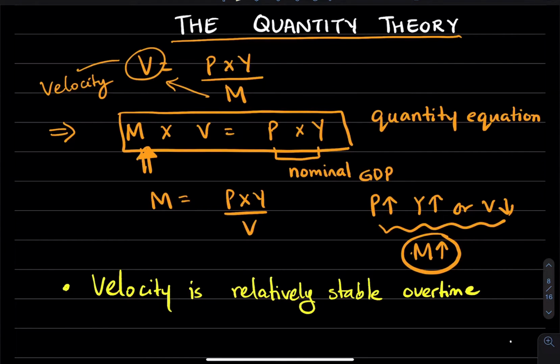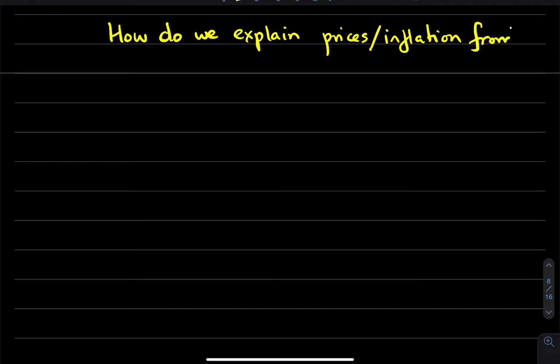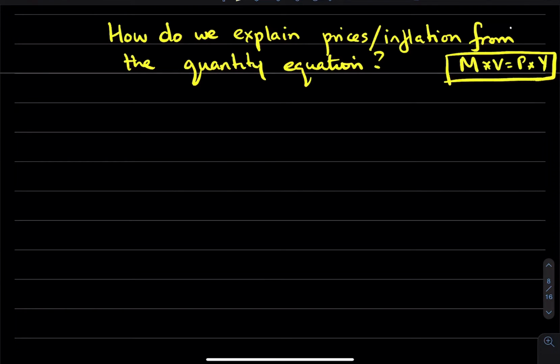This takes us to understanding what is necessary for inflation and the price level when we try to infer things from the quantity equation. So how do we explain prices and inflation from the quantity equation? Again, we can write down M times V equals P times Y. You want to keep that at the back of your mind. This is the same equation we were using with velocity. The first thing here is that velocity of money is relatively stable over time.